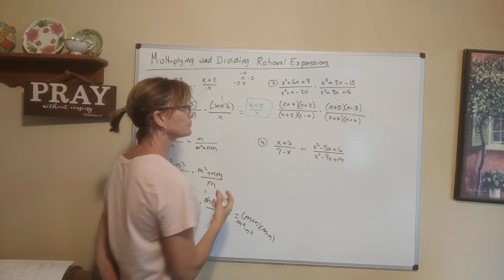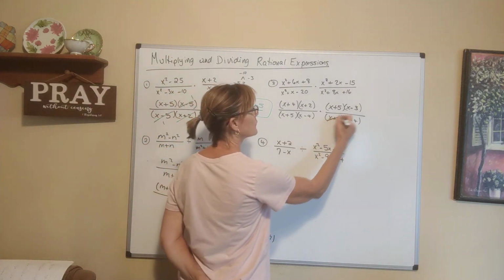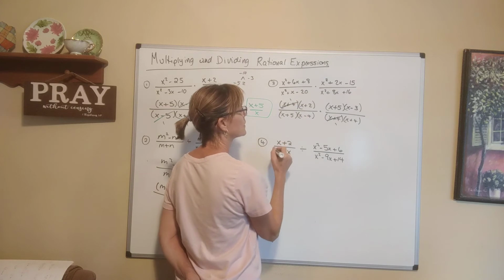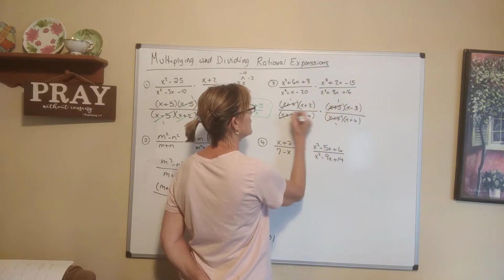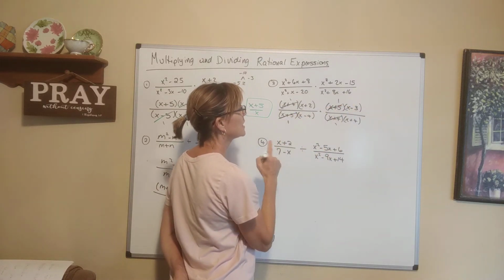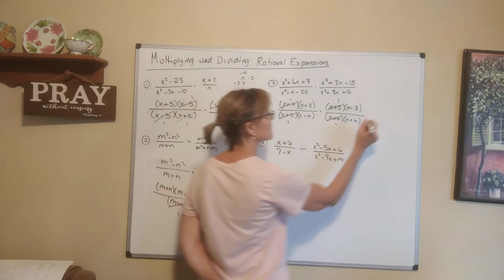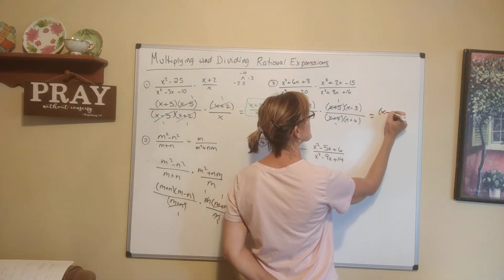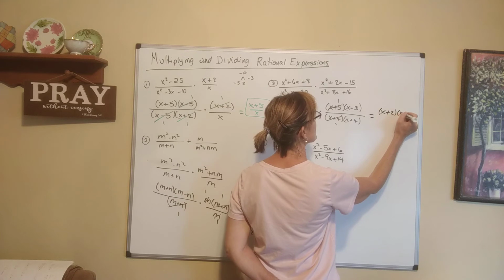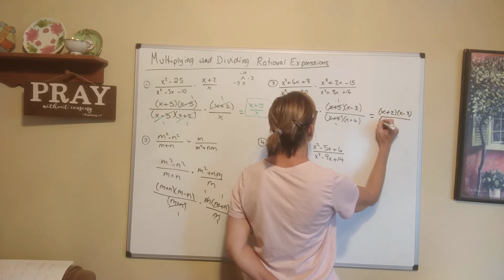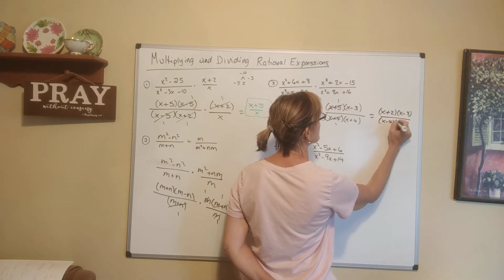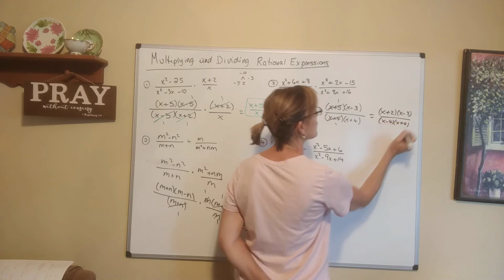Okay, factor, factor, factor, factor. Who's in common? I see an x plus 4 with an x plus 4. Okay, I see an x plus 5 with an x plus 5. Is there anything else? No, there's nothing else. So this is equal to x plus 2 times x minus 3 over x minus 4 times x plus 4.